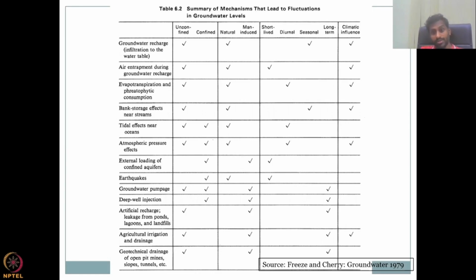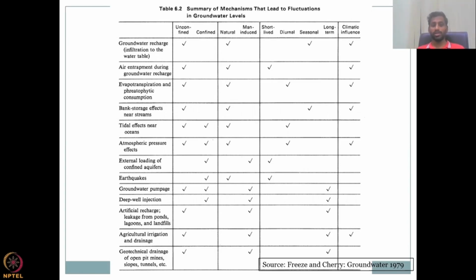Is it short-lived? Diurnal means mostly daily. Seasonal, you have a couple of months, or long-term. And then you have climatic influences. The climatic influences could be natural or man-induced. Let's not get into that. Here it is climate, how the climate can induce it. So let's look at the most important common processes that result in the fluctuation of the groundwater table or level.